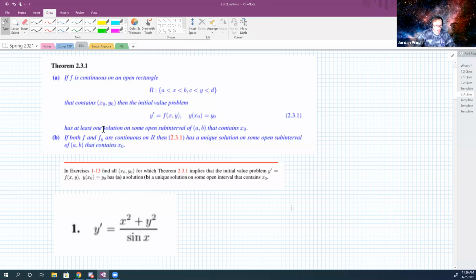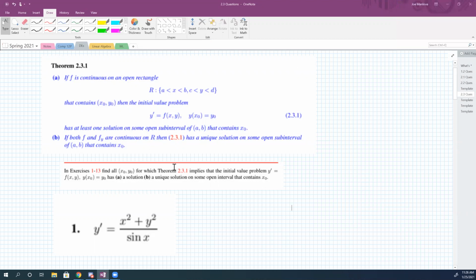Yeah. Okay, so we want to find all the pairs of x naught and y naught for which this theorem applies, so that implies that the initial value problem has a solution and that solution is unique. Does the distinction between existence and uniqueness make sense to you guys? Yes. Yeah.